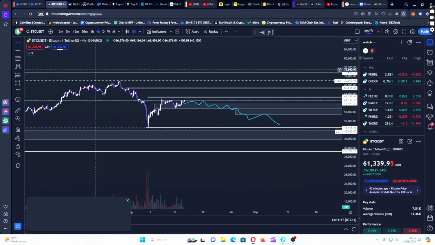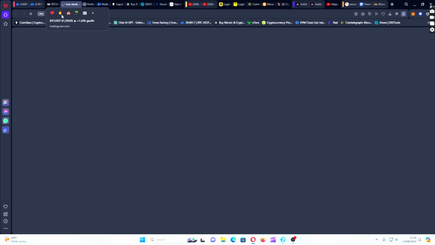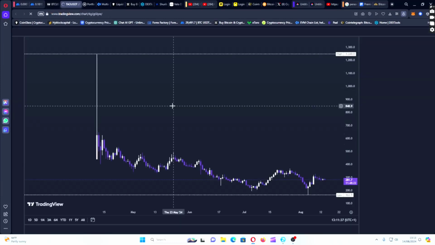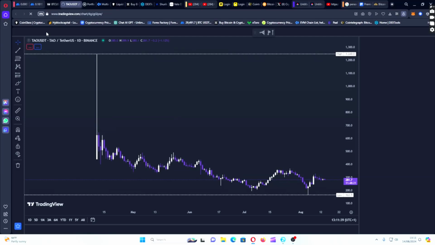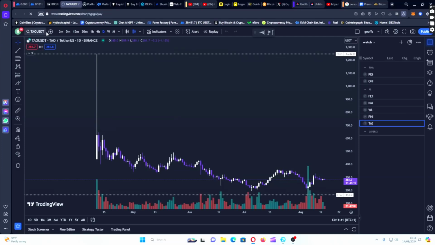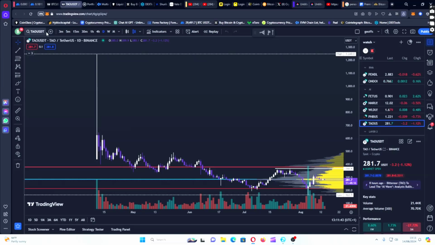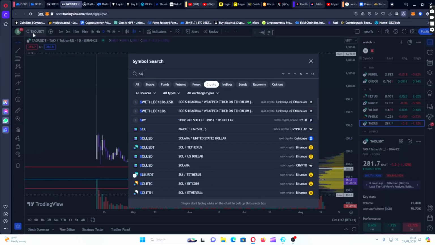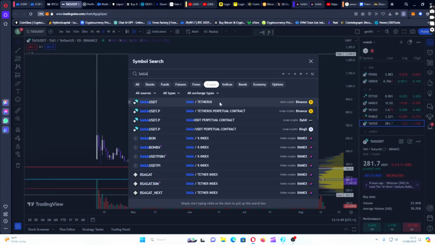I've only got one trade open at the minute, and it's a coin called, sorry about the white screen there, when it loads, bit slow today. Right, at the minute I'm in a coin called Saga.